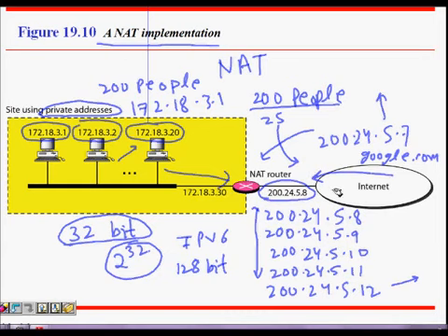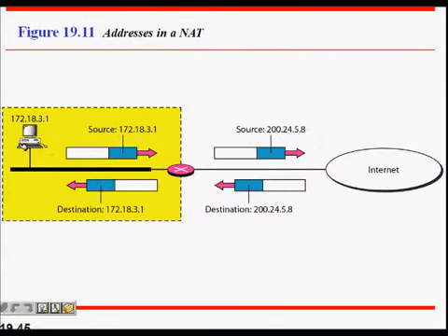Now, if the source address for the request was 200.24.5.8, the reply will come back to the NAT router itself, and that will be the destination. But how will this router know which computer from the internal area sent the request? They propose a very simple solution. Say 172.18.3.1, this machine, sent the request, so it comes to the NAT.